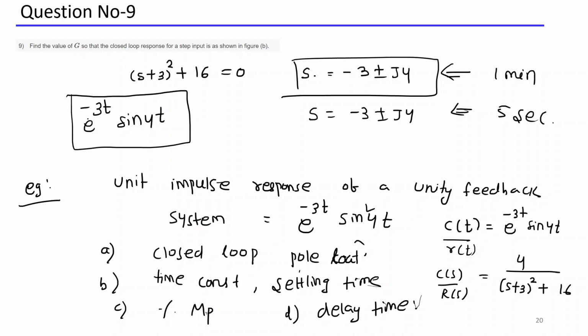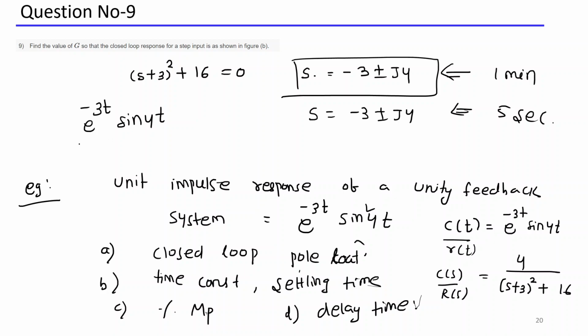When a differential equation is given, this e to the power term always gives you the real part. Are you getting my point, sir? Do you remember how to solve a differential equation with distinct poles and with repeated poles at the same location, and how it becomes complex? If you know that concept, then you can tell this answer. Otherwise, it will be difficult. I cannot explain it if you don't know differential equations.